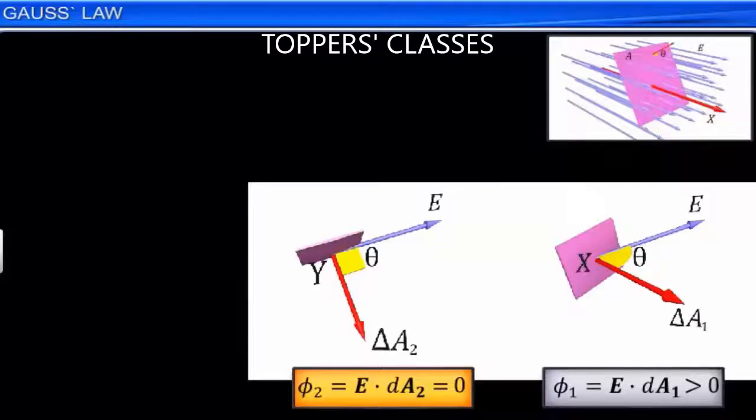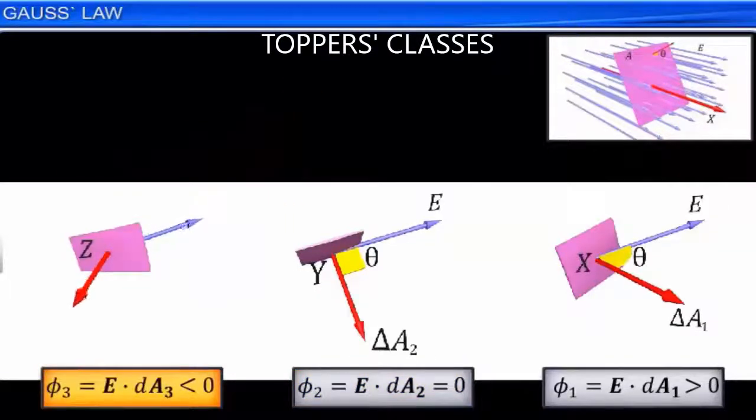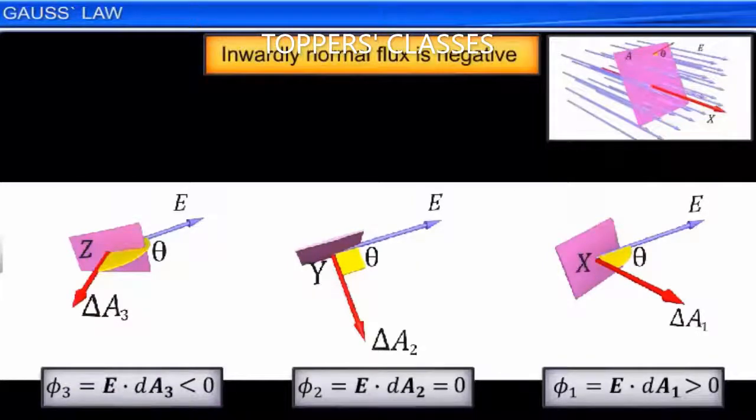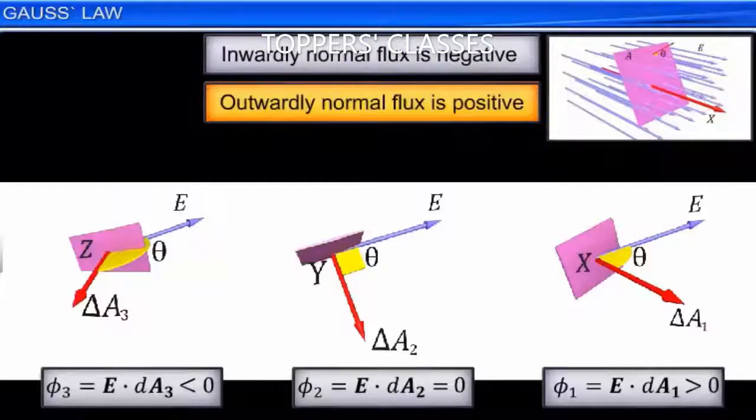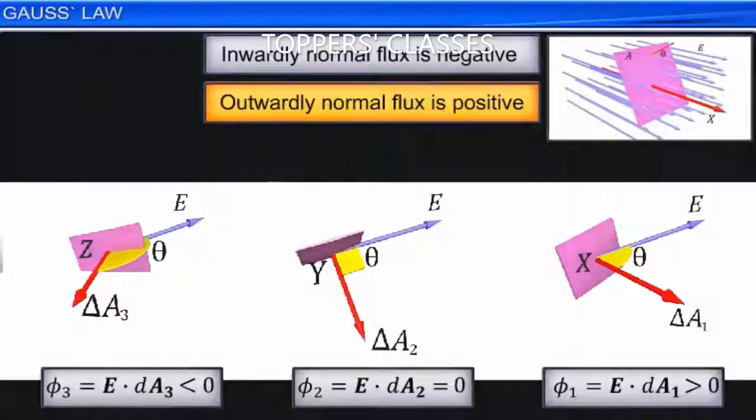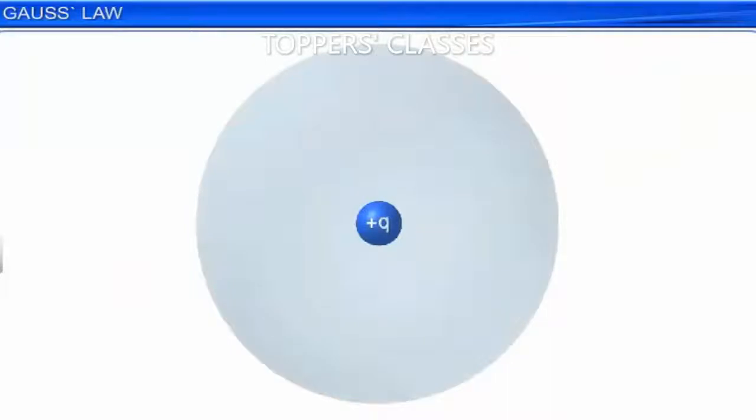Similarly, since theta is obtuse for element Z, the flux through the element is negative. For all such elements, the flux through the surface passes from the inside to outside. That is, they have an outwardly normal flux. From these observations, we can say that the inwardly normal flux is negative and the outwardly normal flux is positive. Let us now consider a point charge plus Q placed at the center of a sphere of radius r.